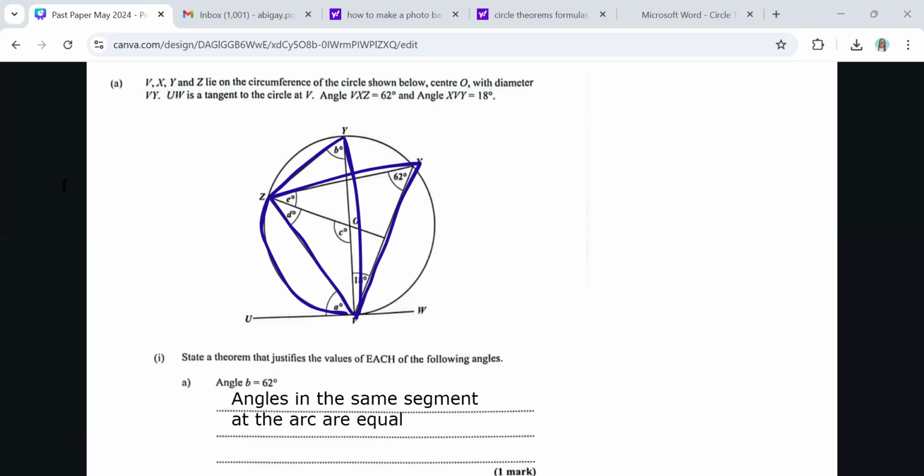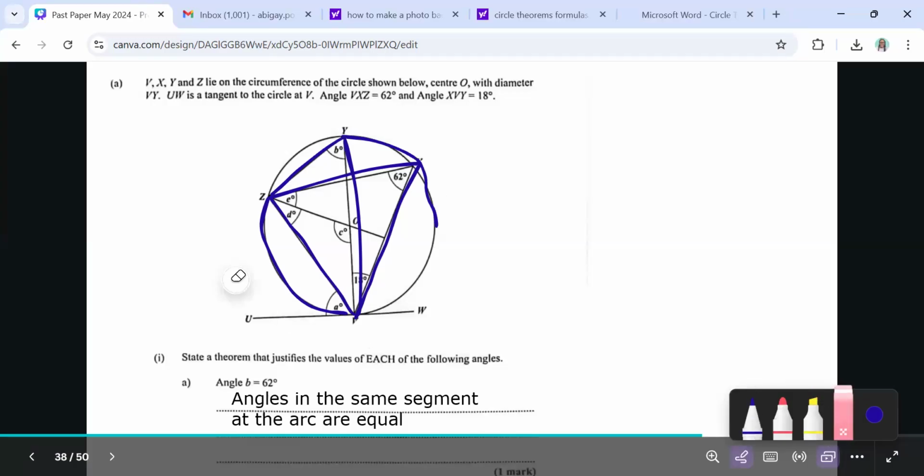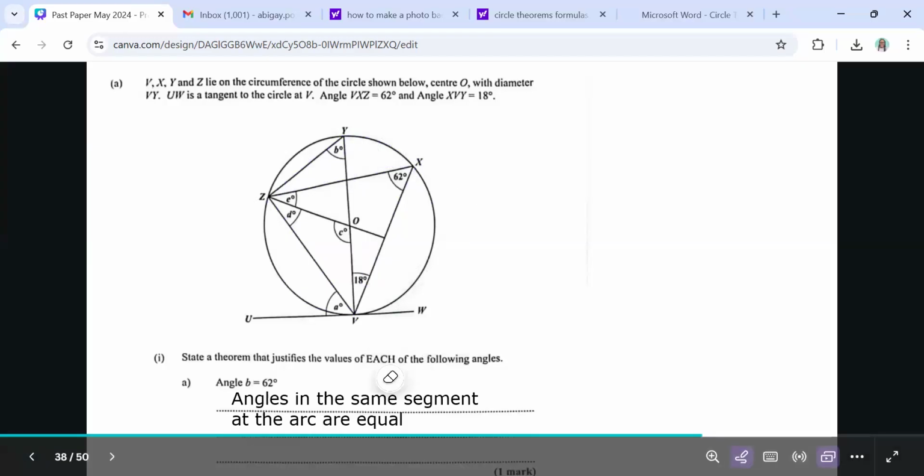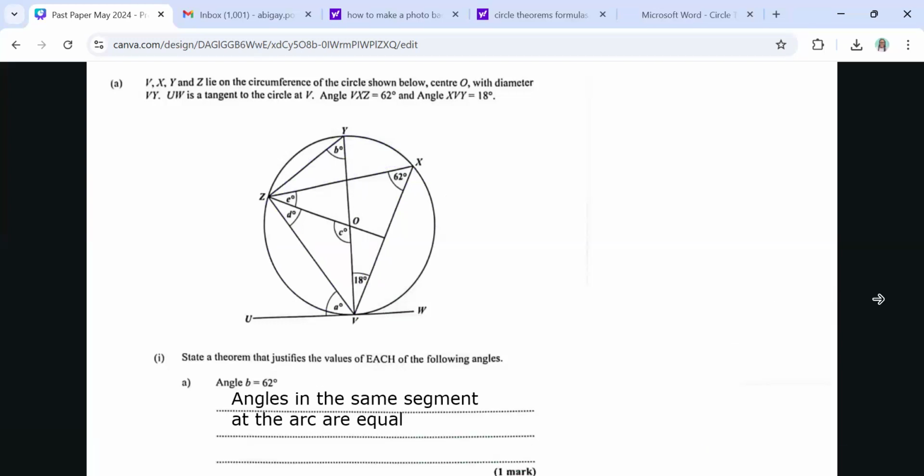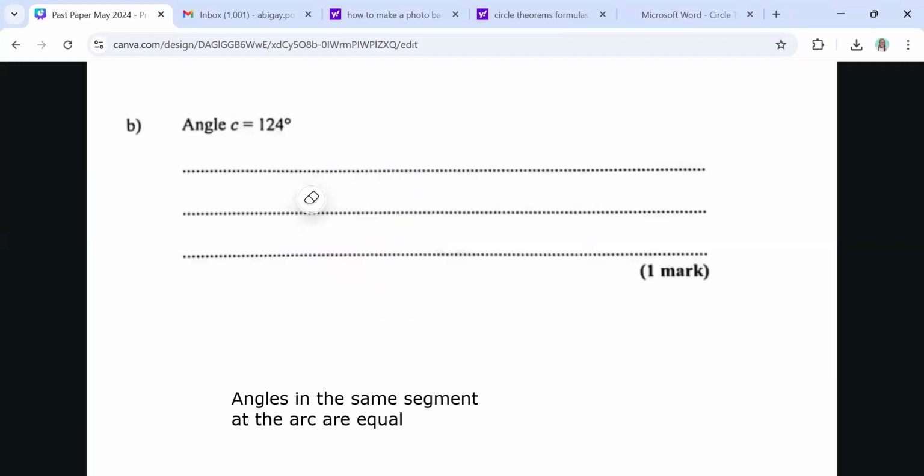Let me draw it. The same arc. This is the same arc they're on, okay? And they're in the same segment, so they must be equal. Let me erase right here. So that is it, moving on to somewhere else.